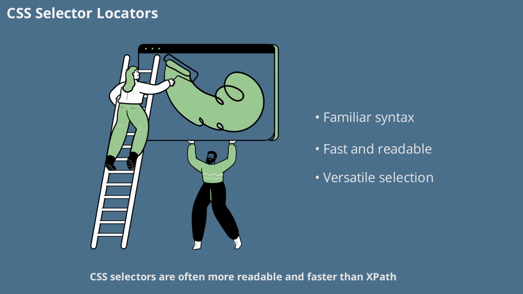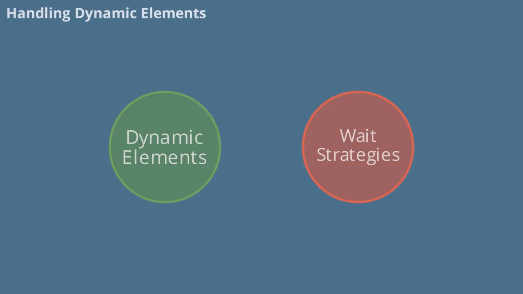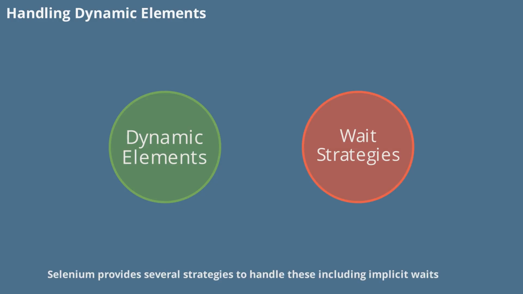CSS selectors are often more readable and faster than XPath, making them a popular choice for many testers. Web applications often feature dynamic elements that change or appear based on user actions or server responses. Selenium provides several strategies to handle these, including implicit waits, explicit waits, refreshing the page, and retrying element searches. These techniques help ensure your tests remain stable even when elements load asynchronously or change over time.